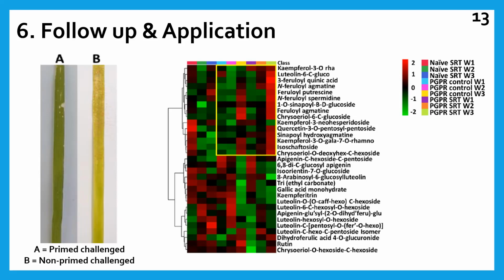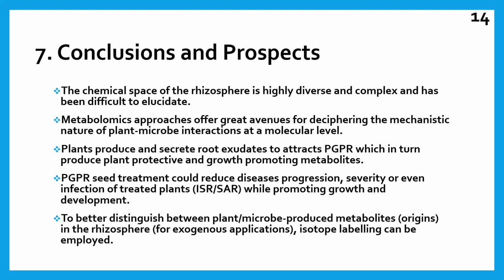This is like below the ground, into the metabolic profiles of the plants themselves, all the way to the phenotypic observations of what the impact of these microorganisms can actually be. So in conclusion, the chemical space of the rhizosphere is highly diverse and complex. It's highly diverse and complex and has been difficult to elucidate so far. So this study shed great light into the complexity, number one, of the rhizosphere itself.